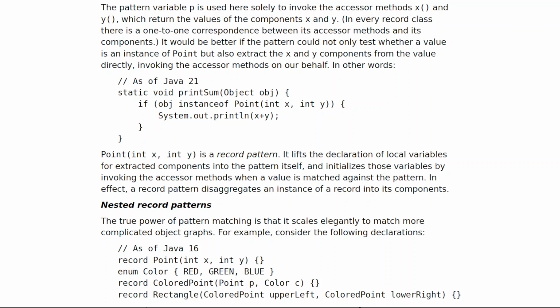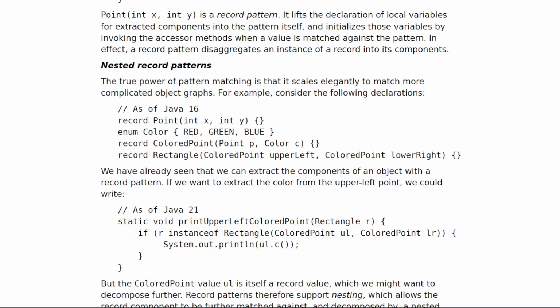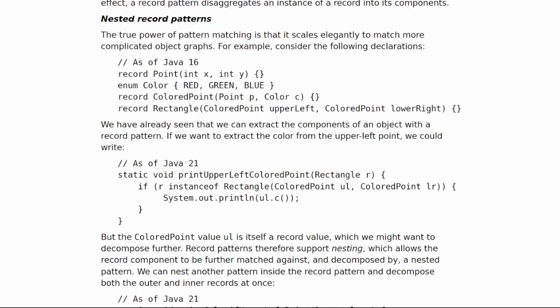Nested record patterns. The true power of pattern matching is that it scales elegantly to match more complicated object graphs. For example, consider the following declarations. As of Java 16: record Point(int x, int y), enum Color RED, GREEN, BLUE, record ColoredPoint(Point p, Color c), record Rectangle(ColoredPoint upperLeft, ColoredPoint lowerRight). We have already seen that we can extract the components of an object with a record pattern.